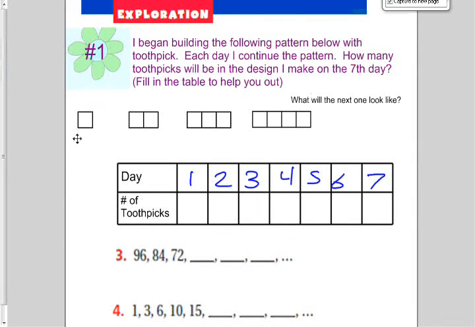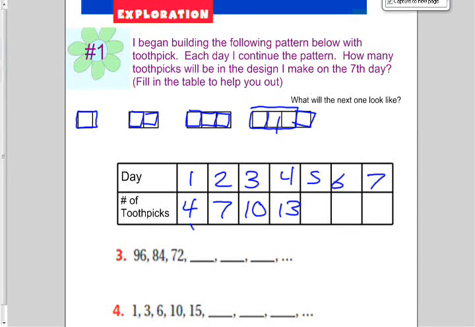So let's look at how many toothpicks I needed on day 1. 1, 2, 3, 4. So day 1, I needed 4 toothpicks. Day 2, I need 1, 2, 3, 4, 5, 6, 7. Okay, on day 3, 1, 2, 3, 4, 5, 6, 7, and then 8, 9, 10. Now, hopefully you're noticing that we have the same figure we did the day before, so I already know that this will take 10, and then I'm just adding 3 more. So the 4th day is 13.